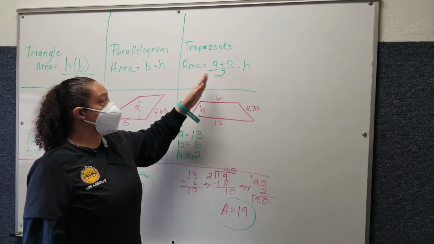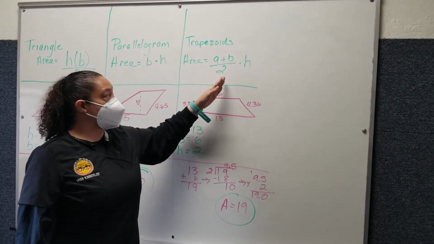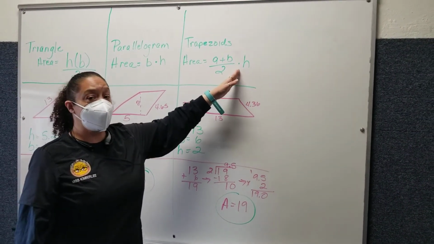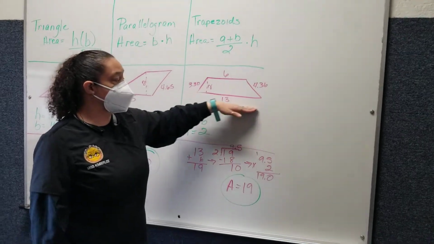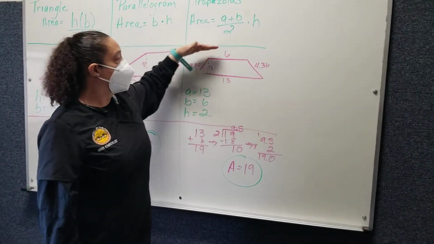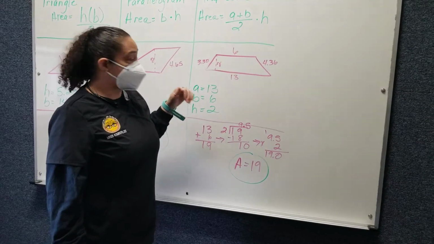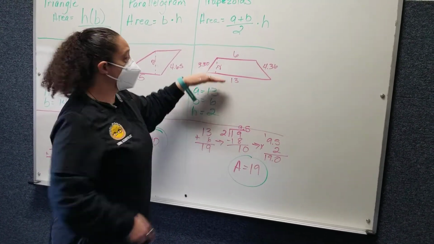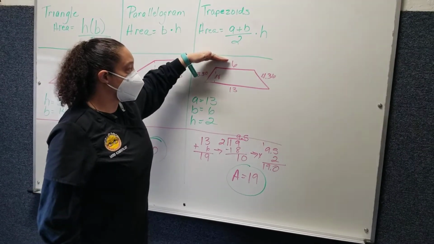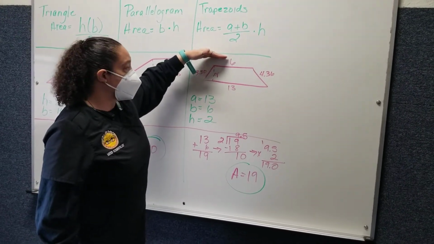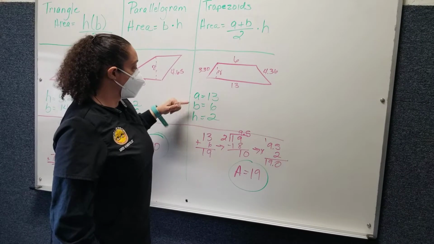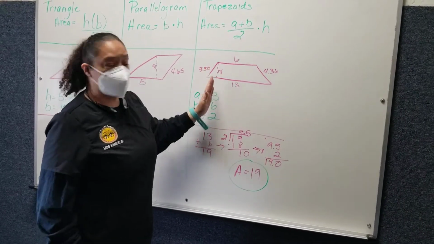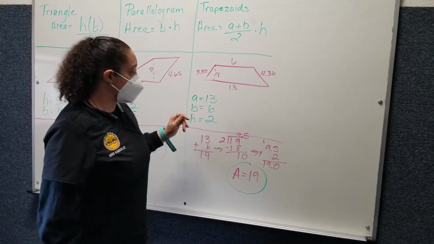Our area is a plus b divided by 2 times the height. Now this changes because a is one side, b is the other side. So start with your base, just as we have with the other ones, and the opposite side to your base, the top one, is the other side. So we have a and b. We plug those in. We have our height, which is 2, which is again also your dotted line.